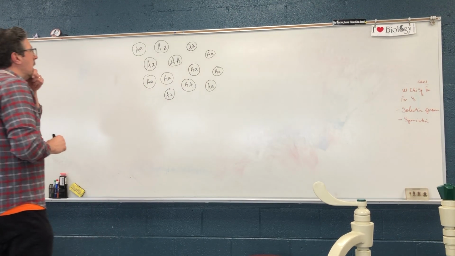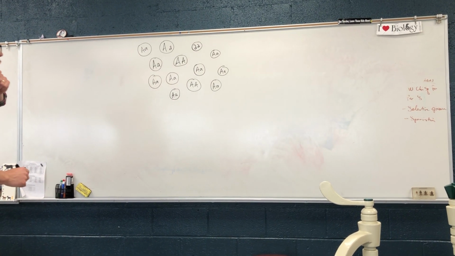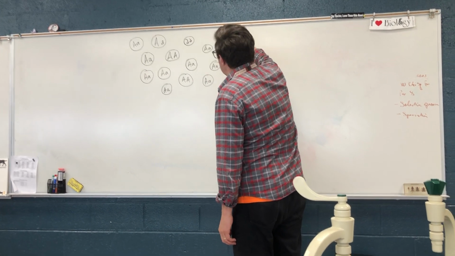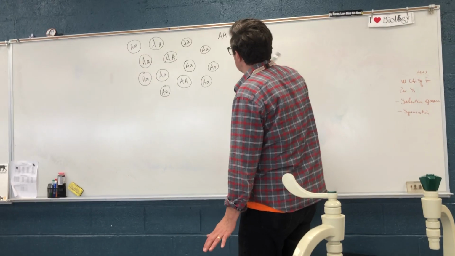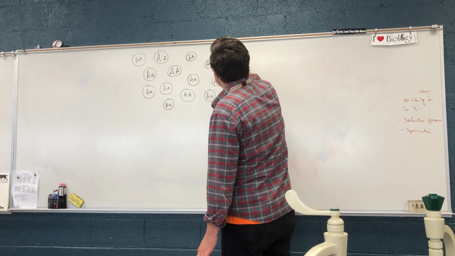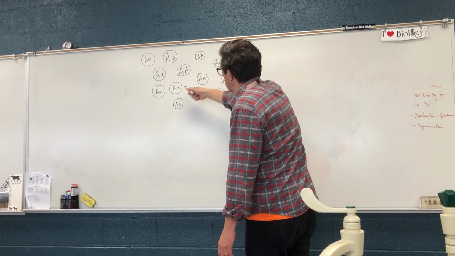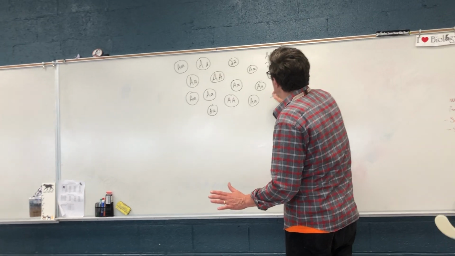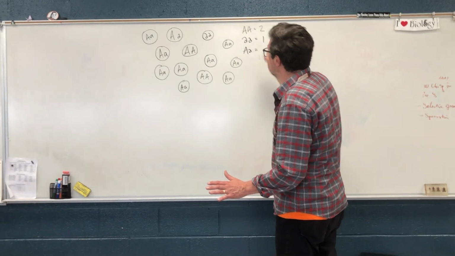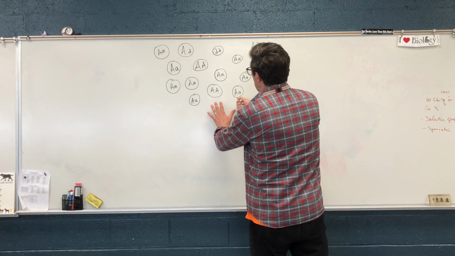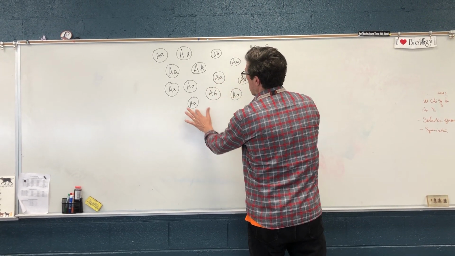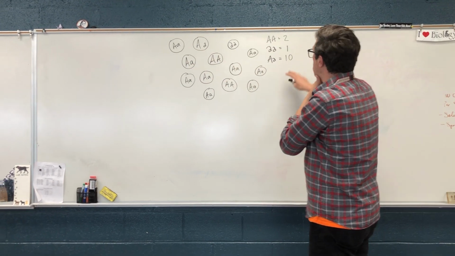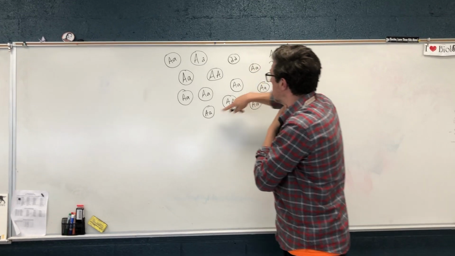Okay. Let's count the homozygous dominant individuals for this gene. There is 1, 2. Let's count the homozygous recessive ones. There is 1. And heterozygous individuals, there is 1, 2, 3, 4, 5, 6, 7, 8, 9, 10. There's 10. So that should be a total of 13. 1, 2, 3, 4, 5, 6, 7, 8, 9, 10, 11, 12, 13.